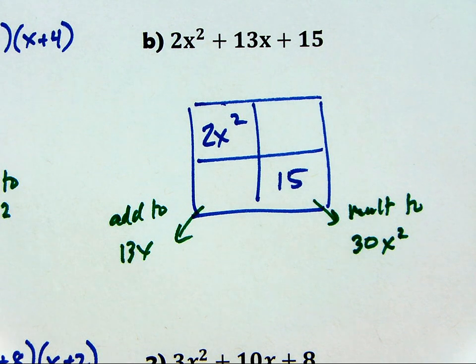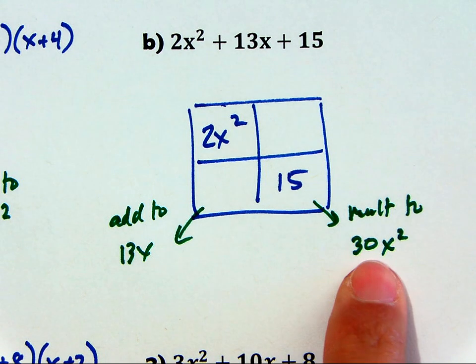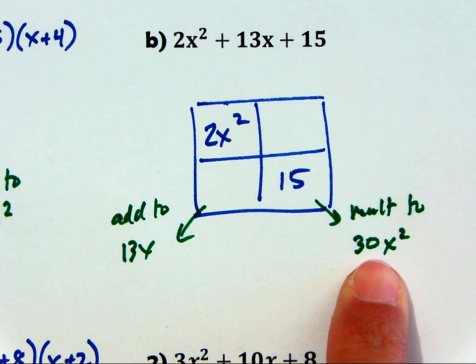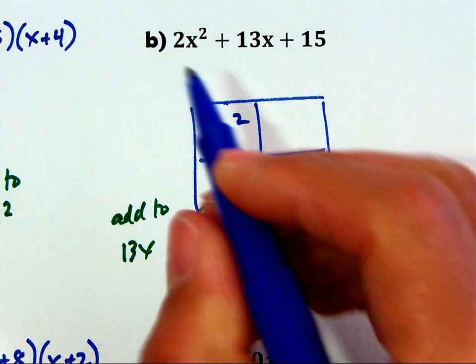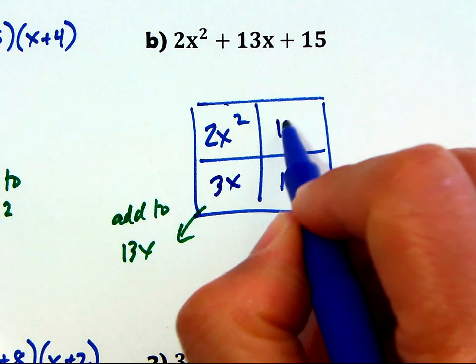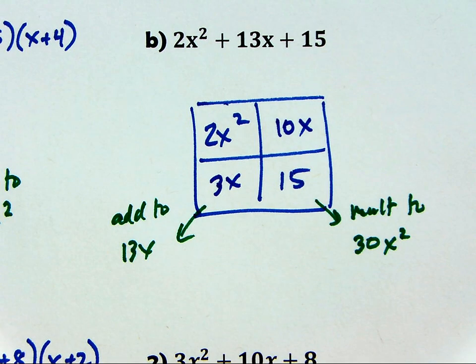All right. So the good thing is that all the terms are positive, so we're not having to worry about negatives at the moment. Let's see, what are all the ways we can make 30? 30 times 1, 2 times 15, 3 times 10. Oh, and 3 and 10 add up to 13. Okay, so we can write 3x and 10x.